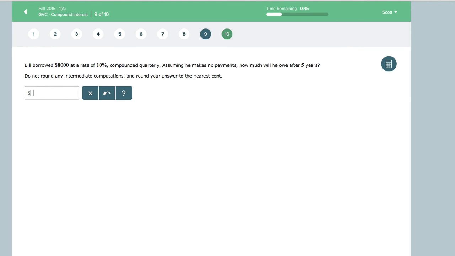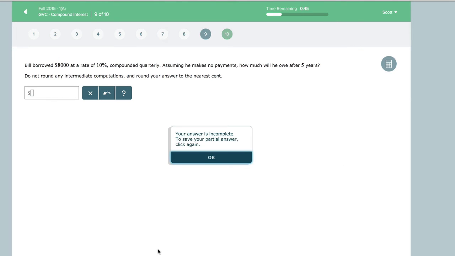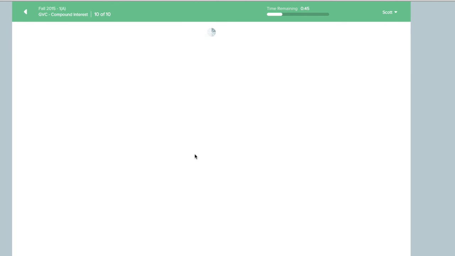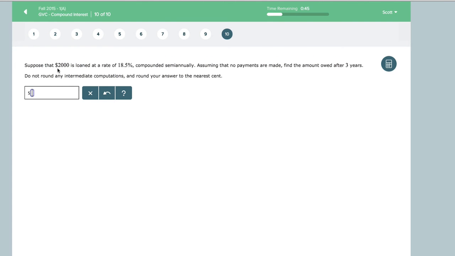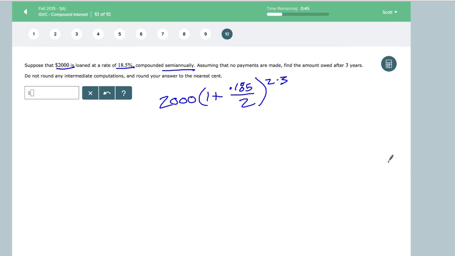Let's see if the last one is the same type. And it is. So I'll just set it up for you. 2,000, our initial amount. 1 plus 0.185 over 2. And that 2 gets put right there with a 3 right after it. Hopefully this helps.